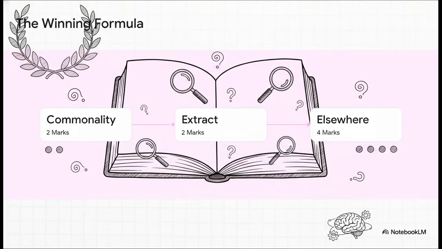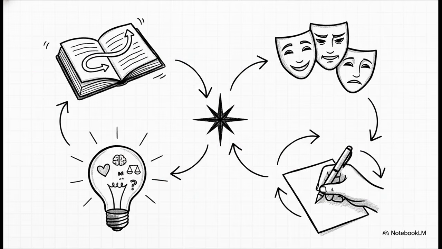Okay, first and most important thing, you have to burn this into your brain. Commonality, extract, elsewhere. That's the winning formula. It's the structure that will keep you on the right path and make sure you hit every single part of the question. Remember the marks. 2, 2, and 4. Now, of course, the formula is your roadmap, but you still need to know the roads, right? So you have to immerse yourself in the play, really know the plot inside and out, get inside the heads of the characters, and have those main themes down pat.